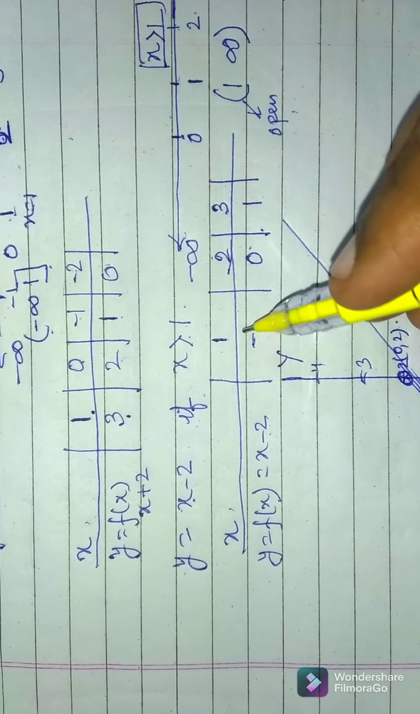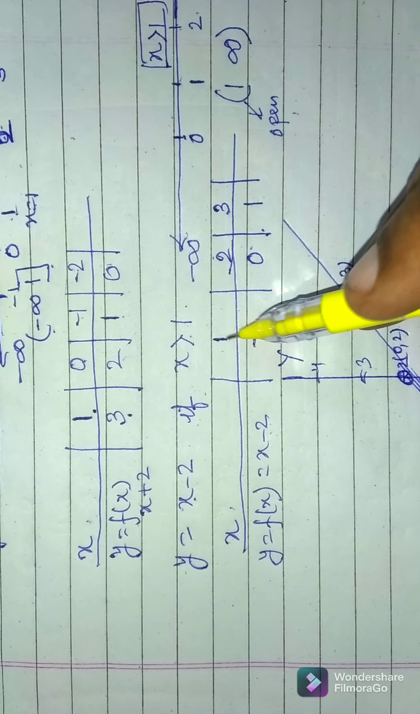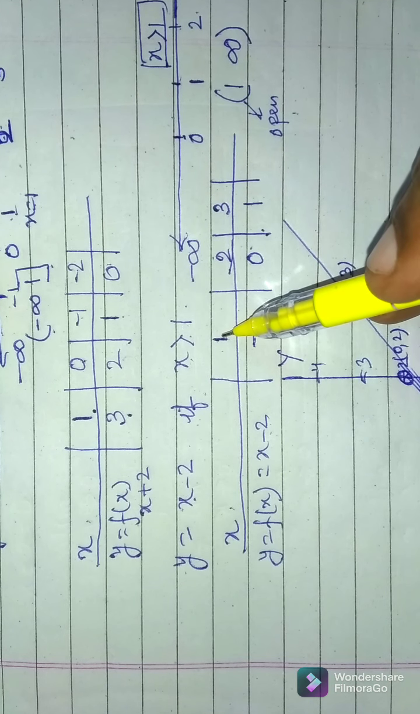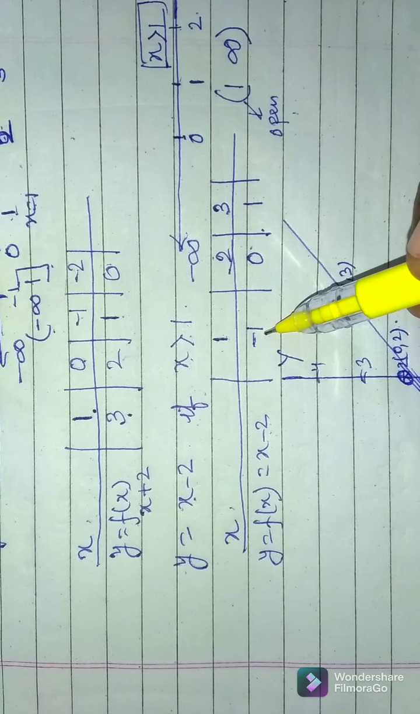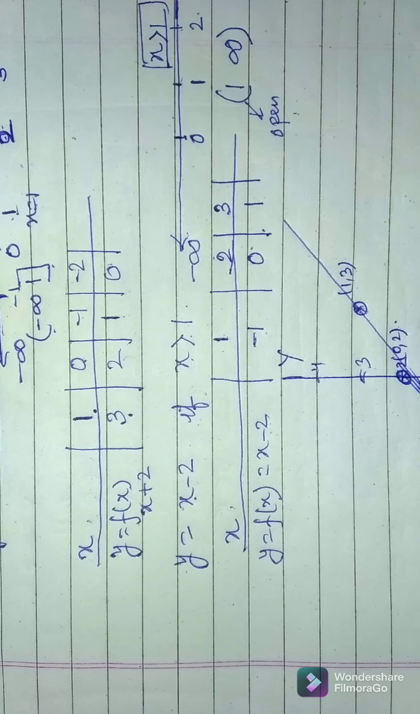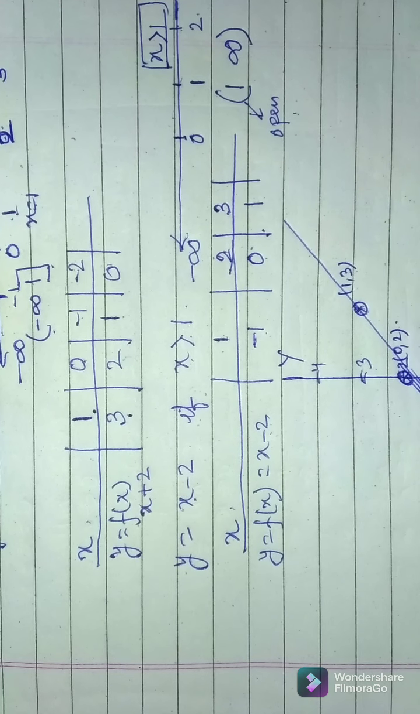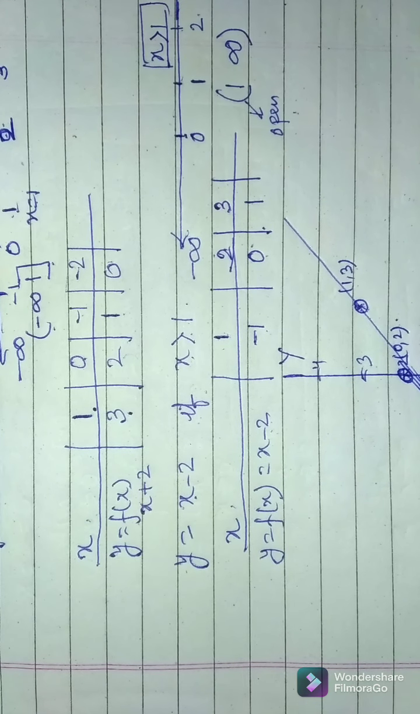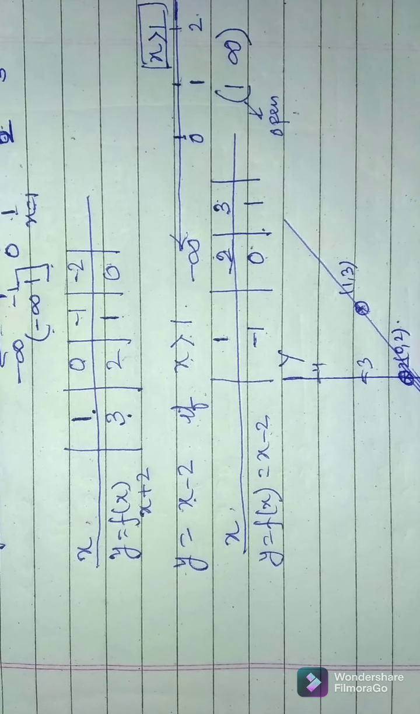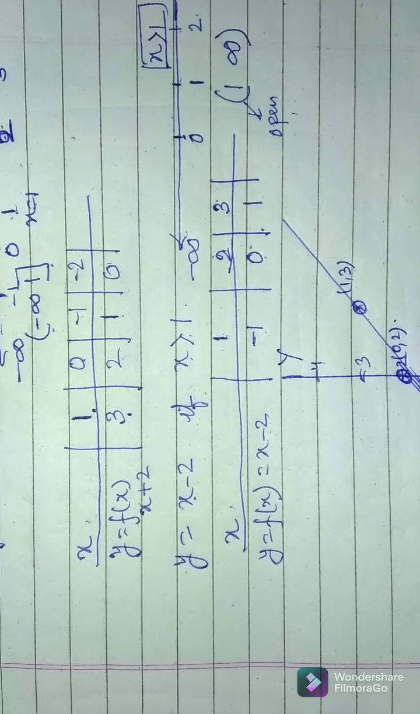Now, here we will draw the graph from this also. Here the condition is given x is greater than 1. When x is equal to 1, f x is equal to -1. So x is equal to 1, y is equal to -1. So this point, and x is equal to 2, y is equal to 0. So this point, and x is equal to 3, y is equal to 1. So here we are getting this.